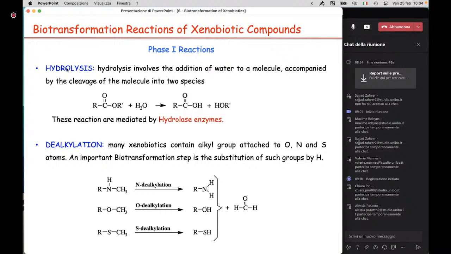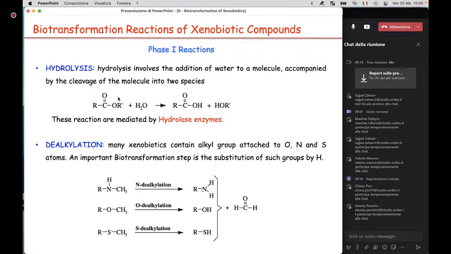A very, very important phase 1 reaction is the hydrolysis reaction. You may remember we have seen it briefly when we talked about catabolism reactions for proteins and lipids and polysaccharides. Hydrolysis is a reaction involving water where the molecules are broken down.